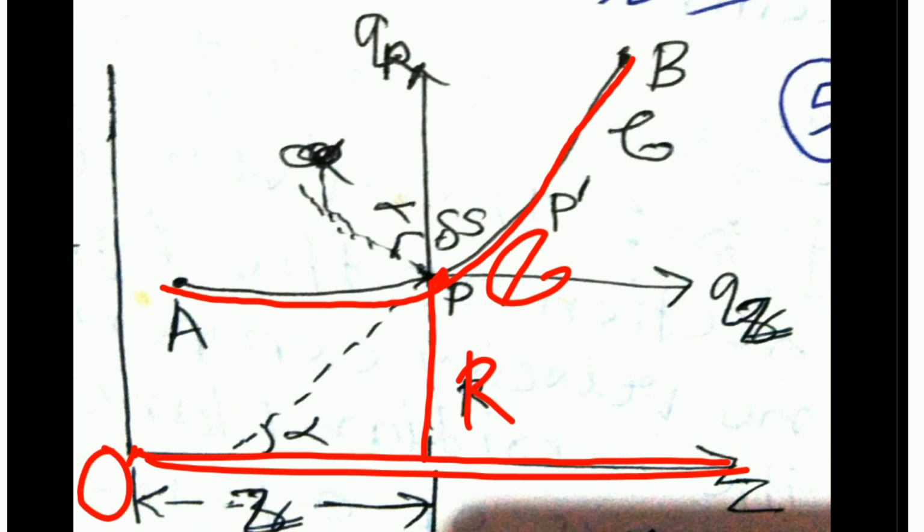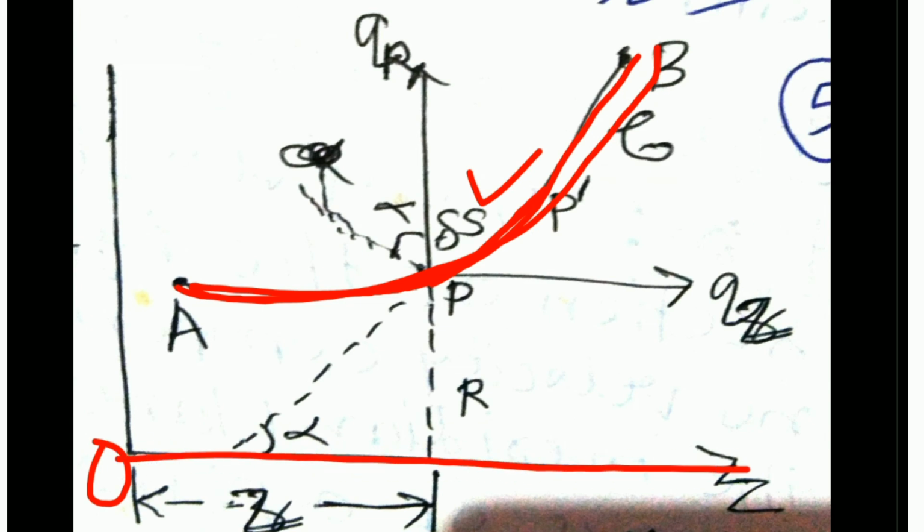being the point on it at distance r from this OZ axis, and Z from OR, this distance Z from this OR, and PP dash, this PP dash is of this length delta S.